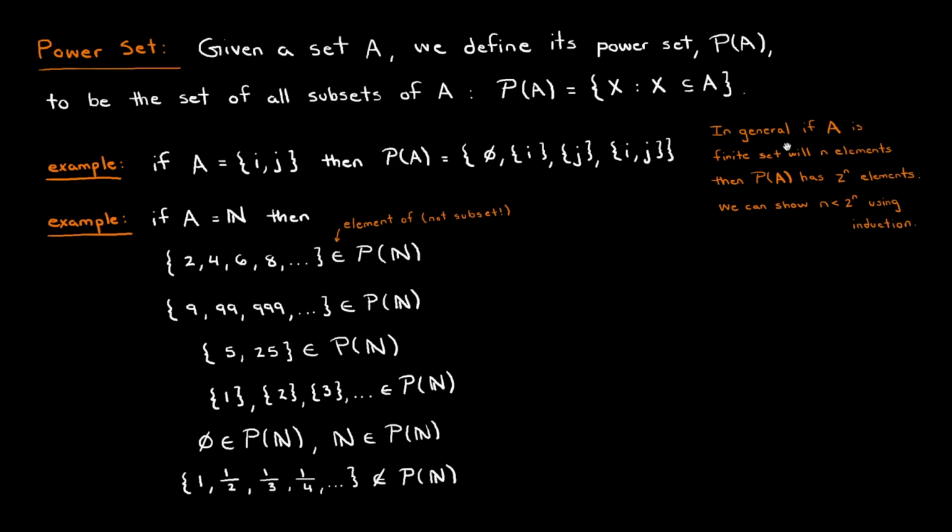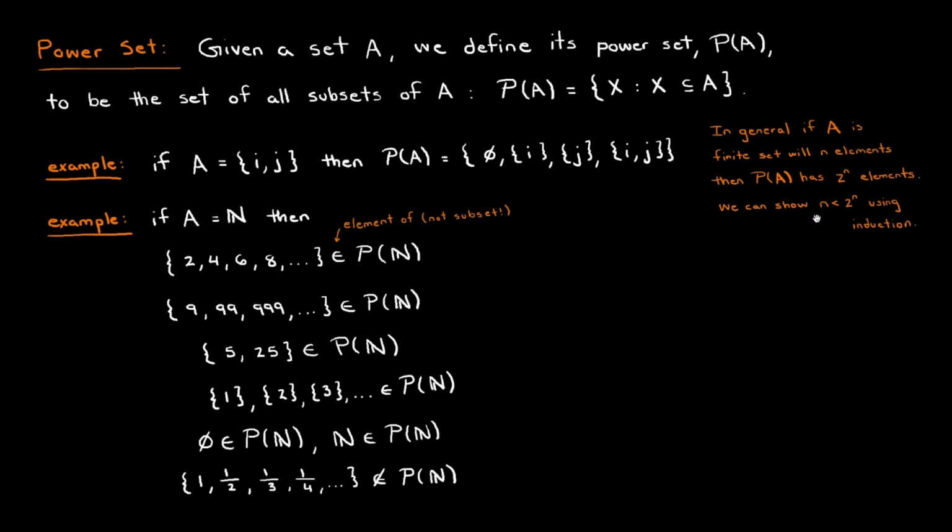In general, if A is a finite set with n elements, then the power set of A has 2 to the n elements. Now you can prove this using induction, or you can also take a combinatorial approach where if you have a set with n elements and you're trying to build a subset out of those n elements, then you have to make a decision, yes or no, for each of those n elements. So it's basically 2 options times 2 options times 2 options n times. So that gives you 2 to the power of n.